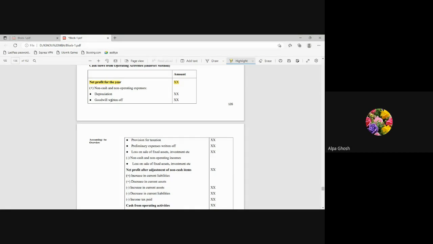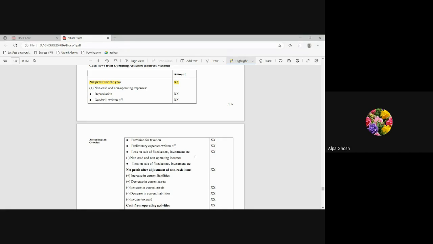So first it is depreciation, which is non-cash, goodwill written off, non-cash, provision for taxation, preliminary expenses written off, loss on sale of fixed assets. These are the items which are to be added back to the profit, existing profit of the year. And then we have to come to the minus side. Minus side means what we have to deduct: all non-cash and non-operating incomes. Adding is non-operating expenditures and minus is non-operating incomes. So it is profit on sale of fixed assets, investments, etc.